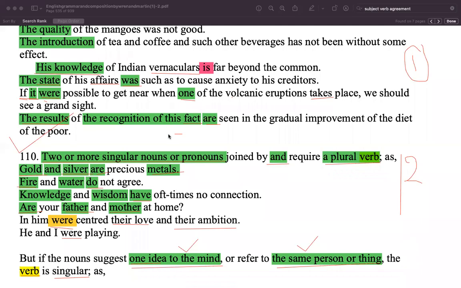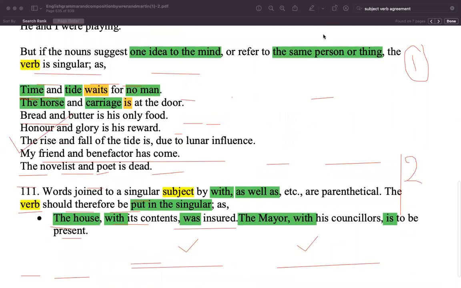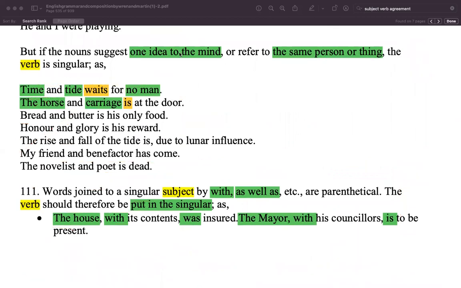Let me point out the examples that have been given clearly. "Time and tide waits for no man." Time and tide are two nouns joined with "and", but taking the singular verb "waits". Why? Because it produces one idea: time and tide do the same work, so it waits for no man.